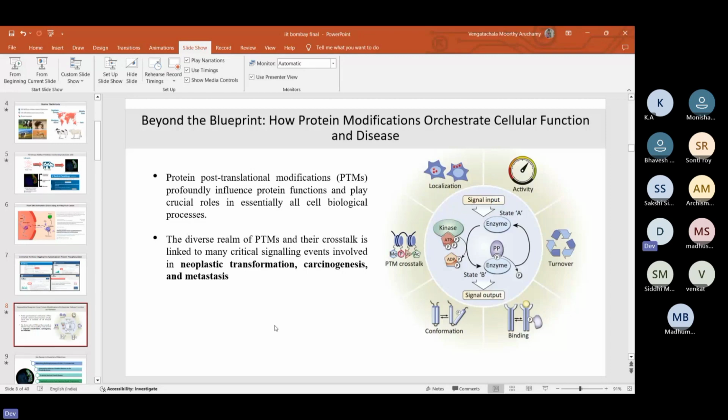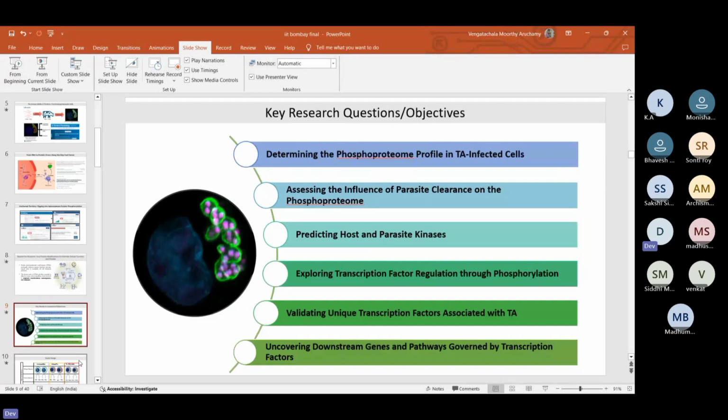So I'm moving to my objective slide here. As there is a lack of study regarding the phosphoproteome of Theileria infection, we asked the following questions. The first objective was to identify the total phosphoproteome of Theileria-infected cells, that is for both host as well as parasite. Second is to assess the influence of parasite clearance on the phosphoproteome. For example, what happens when you eliminate the parasite from the infected cells?